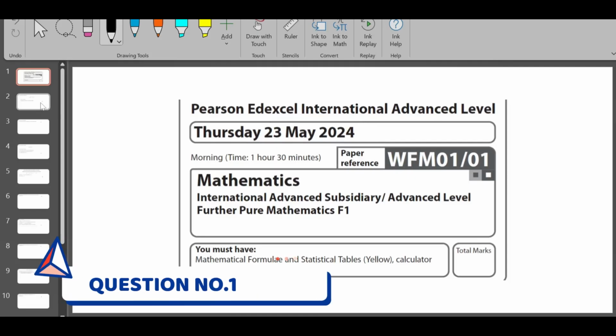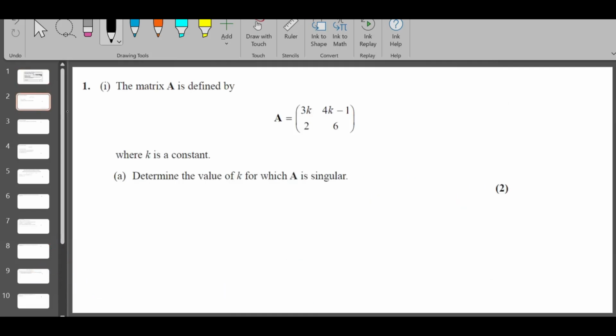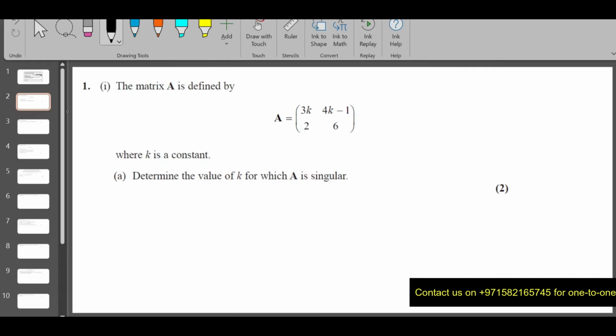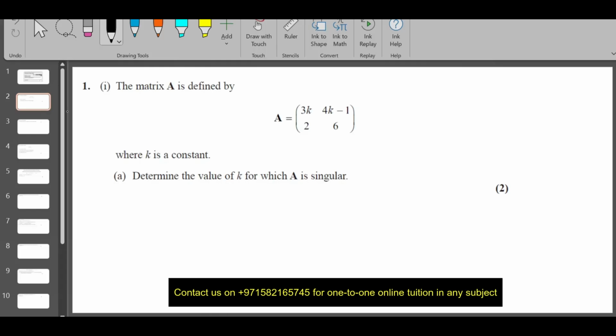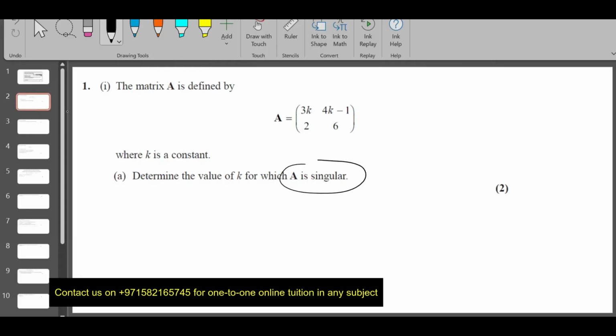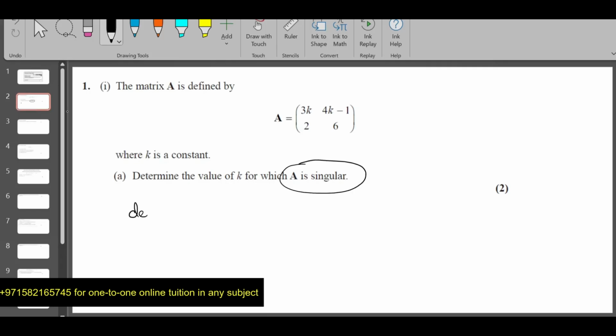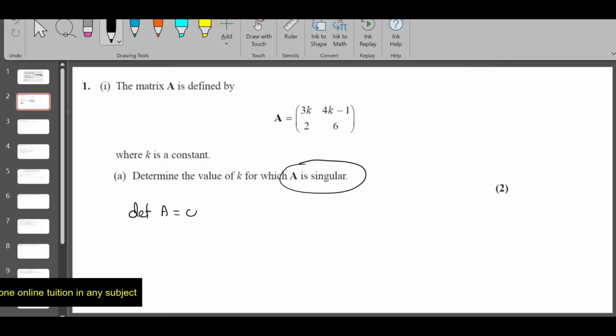Let's look at question number 1. The matrix A is defined by 3k, 4k minus 1, 2 and 6, where k is a constant. Determine the value of k for which A is singular. If a matrix is singular, the determinant value of the matrix will be equal to 0. If it is non-singular, the value will not be equal to 0.